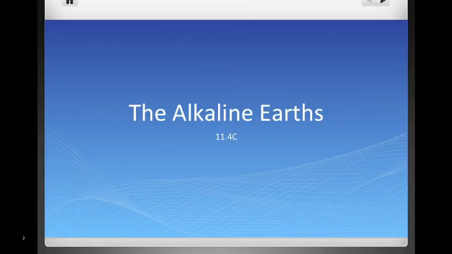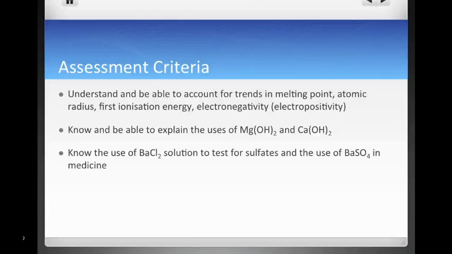The topic we'll be discussing today, 11.4c, is the alkaline earths. The assessment criteria are fairly short, and they are as follows. We're going to have to look at trends again, like we've done with all families or groups in the periodic table. And we'll then look at specific uses of some of the compounds: magnesium hydroxide, calcium hydroxide, barium chloride, and barium sulfate.